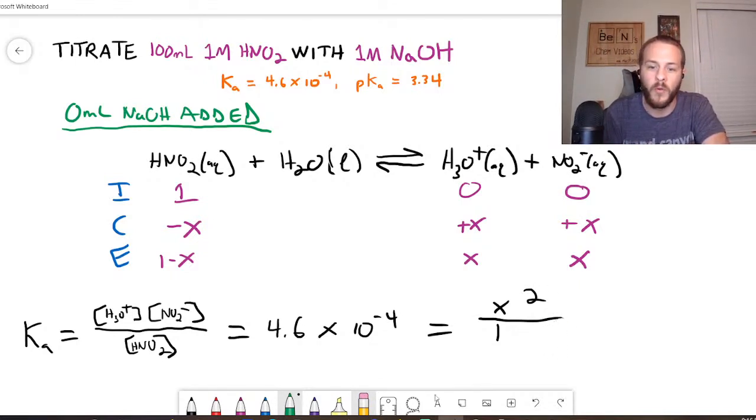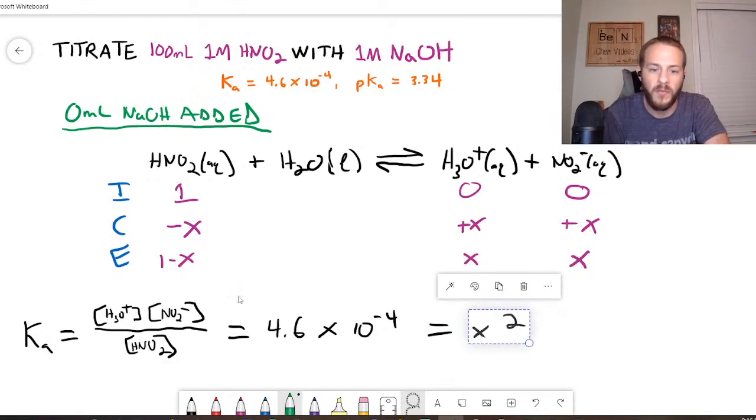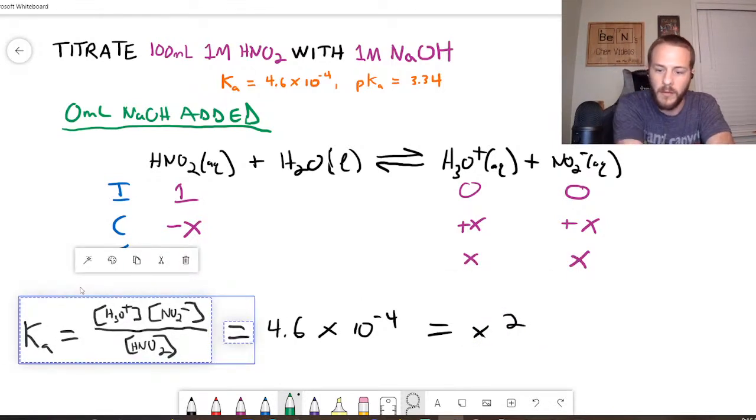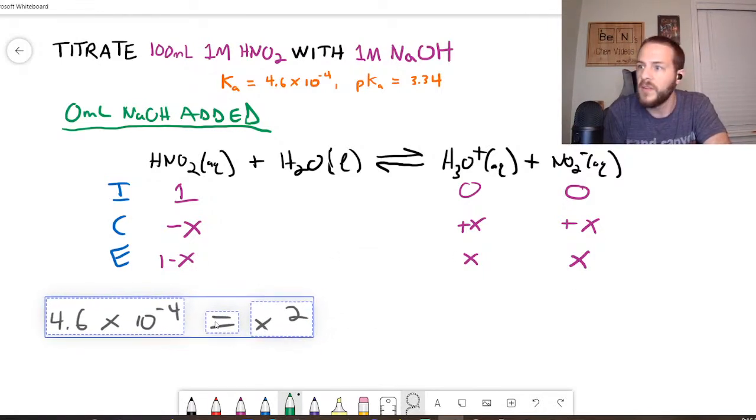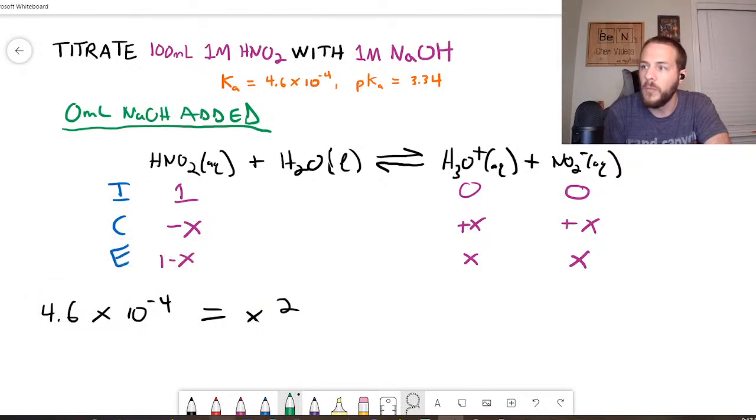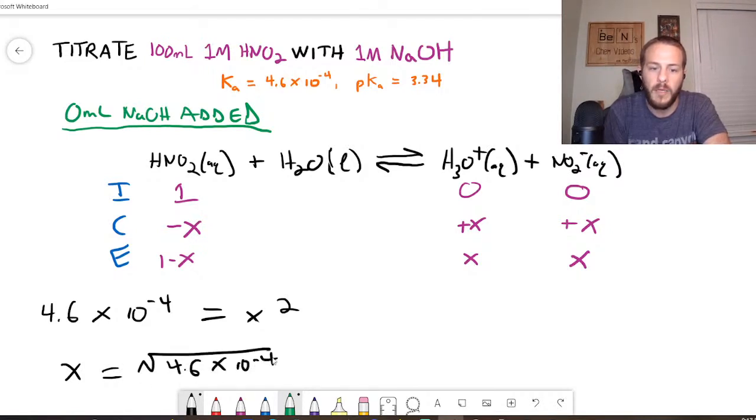So we have x squared over 1, which is simply equal to x squared, which is equal to this 4.6 times 10 to the minus 4 term. I'm going to delete all that stuff that I no longer need. So x squared is equal to 4.6 times 10 to the minus 4, which means that x is equal to the square root of 4.6 times 10 to the minus 4. And we also know that x is the H3O plus concentration at equilibrium, according to our ICE table.